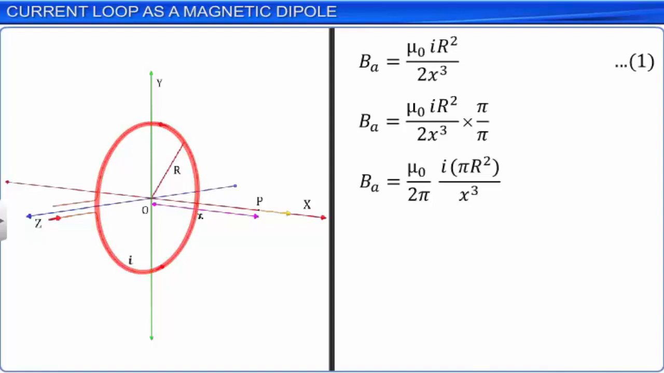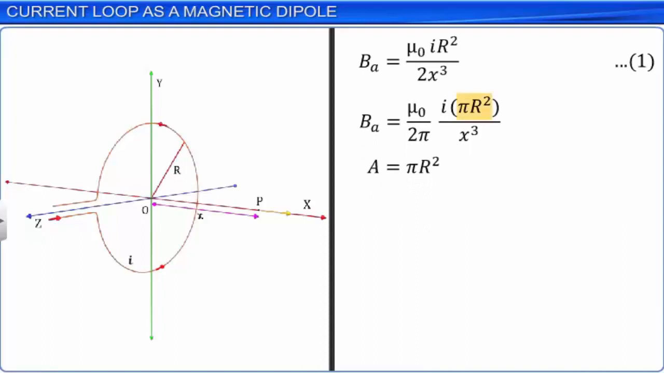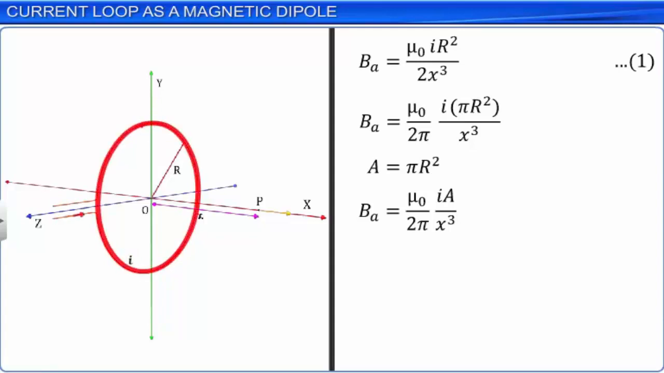We know that the area of a circular loop, A is equal to πR². On substituting A for πR² in the equation, the magnetic induction can now be written as B_A is equal to μ₀ by 2π into IA by x³. We have learnt earlier that the magnetic moment of a current-carrying loop is the product of the current passing through the loop and the area of the loop, that is, M is equal to IA.